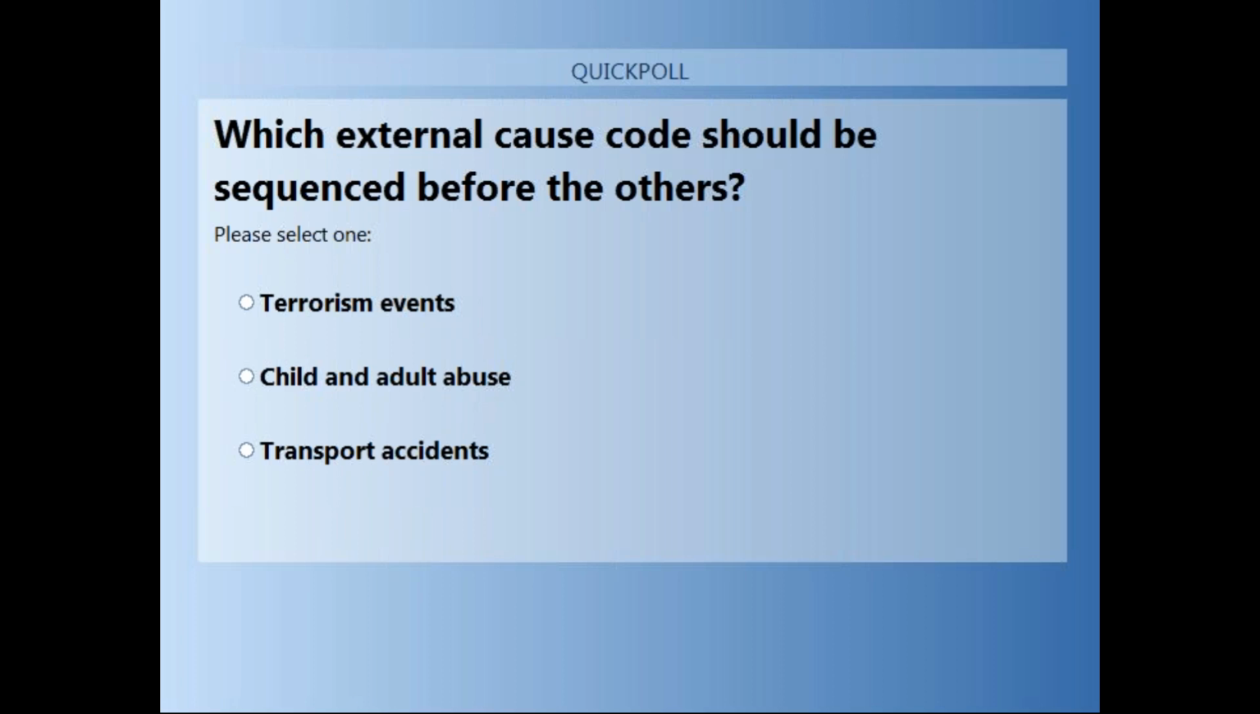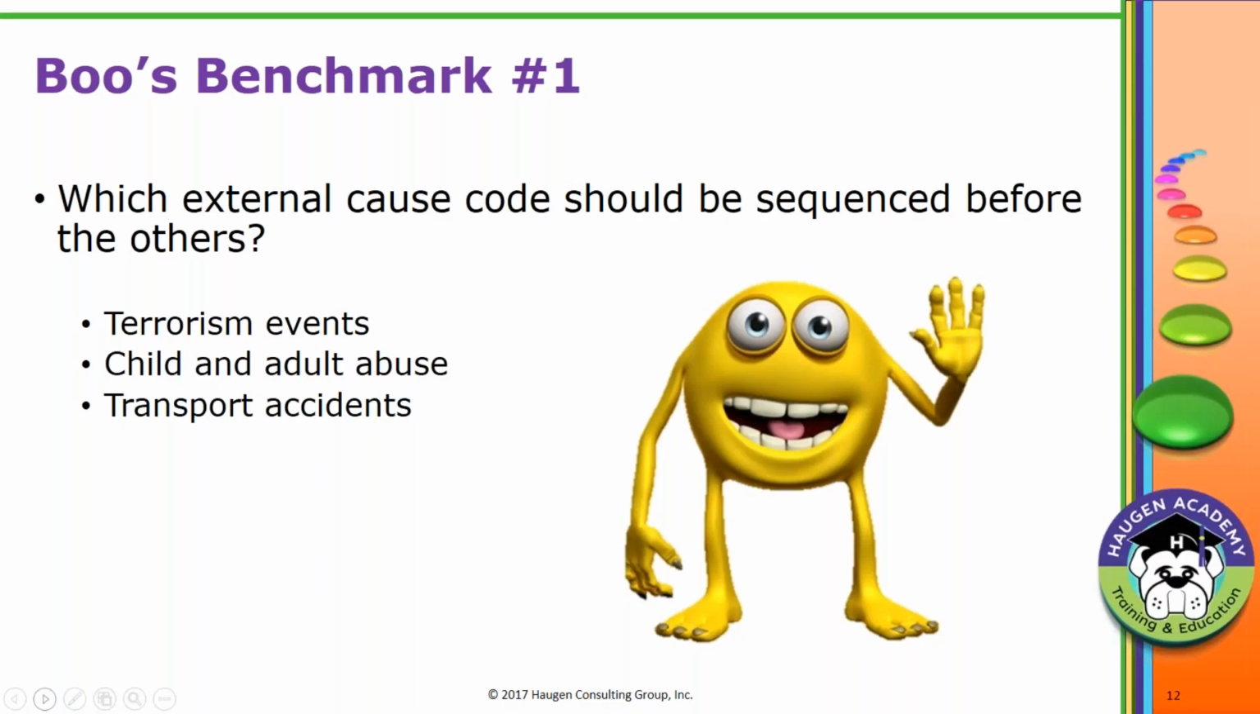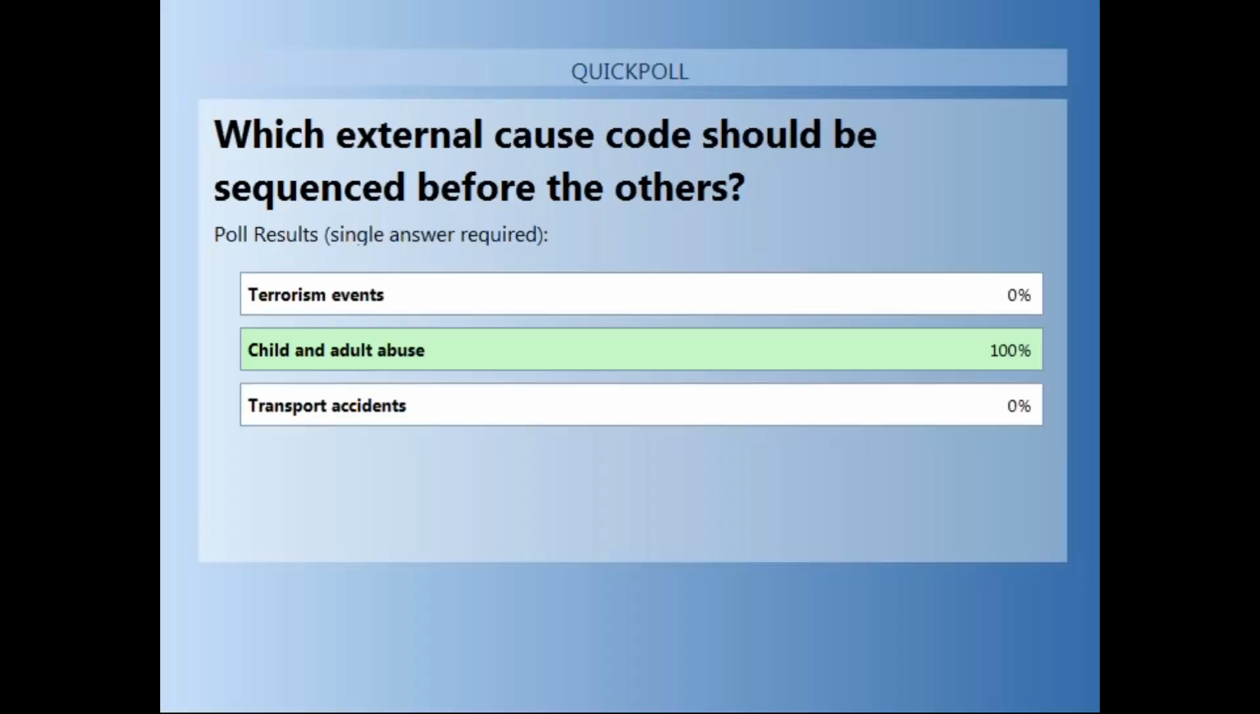Oh my, you guys were fast. Wow, you guys are on the move today. We've got 100% who have already voted. All right, I'm closing and sharing the responses. And Karina, we've got 100% of our audience saying it's child and adult abuse. Well, they are absolutely correct. Child and adult abuse is at the top of the pyramid. So that is correct. Great job, everyone.